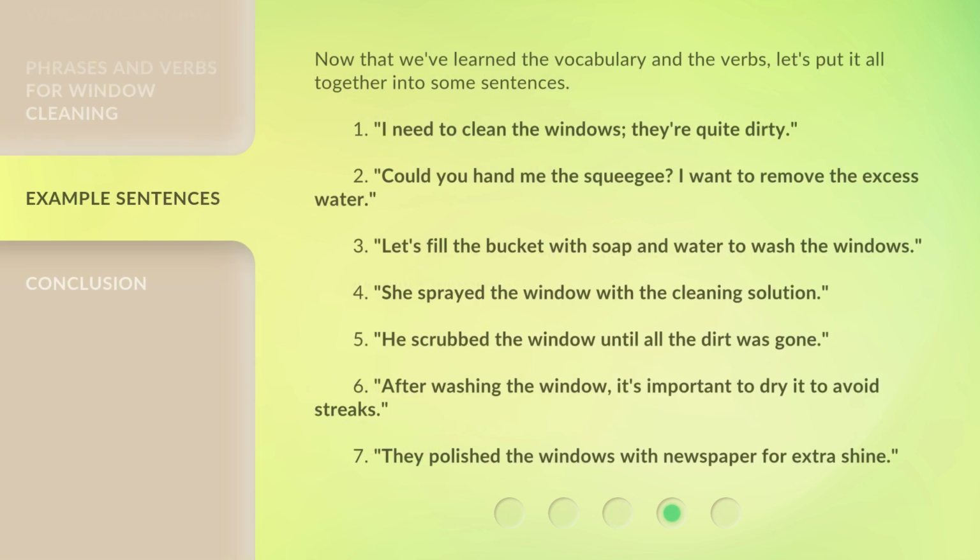Now that we've learned the vocabulary and the verbs, let's put it all together into some sentences. 1. I need to clean the windows. They're quite dirty. 2. Could you hand me the squeegee? I want to remove the excess water. 3. Let's fill the bucket with soap and water to wash the windows.